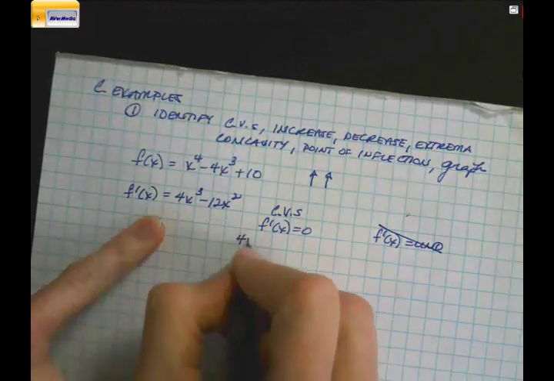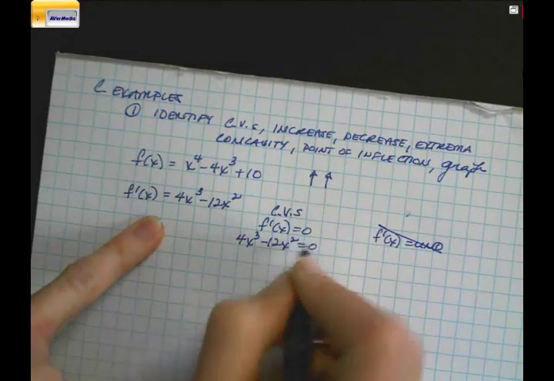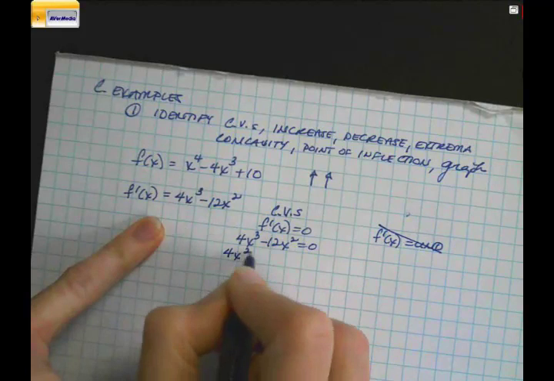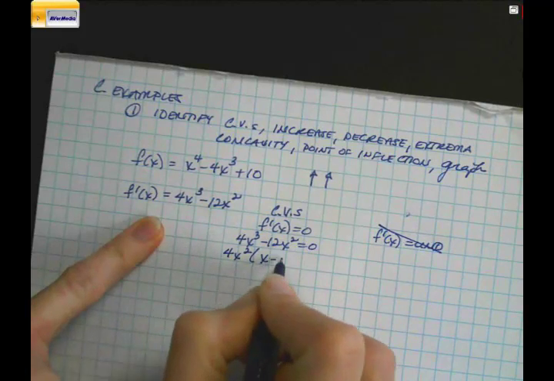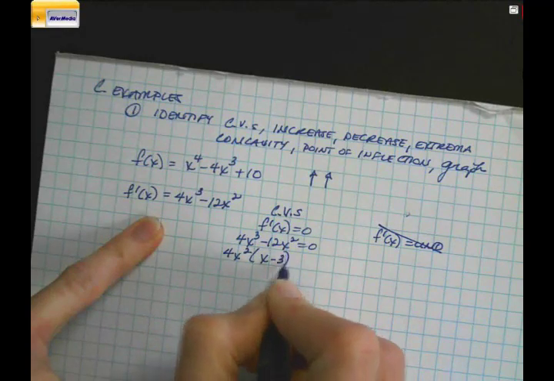But let's set this first derivative equal to 0. That gives me 4x cubed minus 12x squared equaling 0. I can factor out a 4x squared, leaving behind an x minus 3.